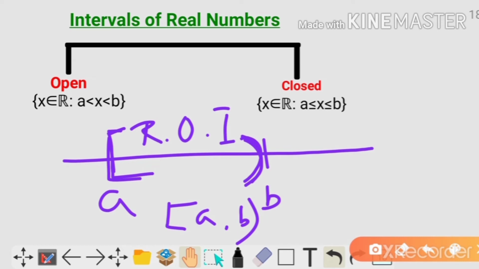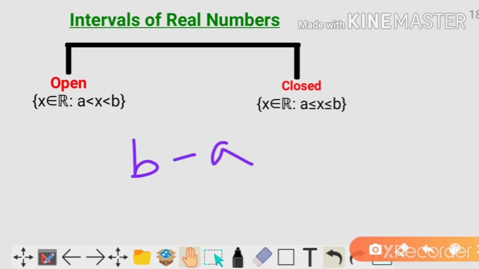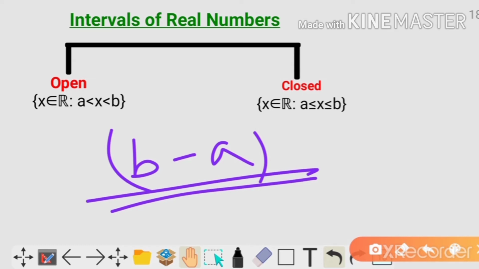Now we'll learn one more thing, that is the length. What is the length of this interval? So the length of the interval is the right point minus the left point, B minus A. Here B minus A is the length of these intervals.